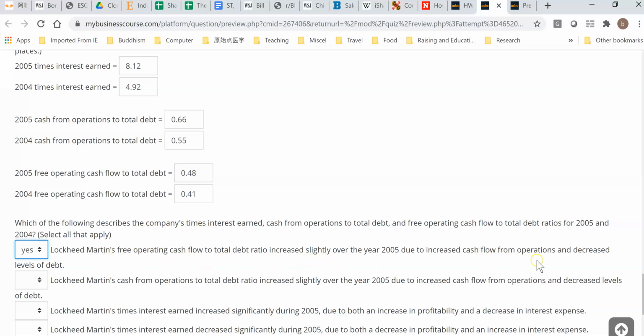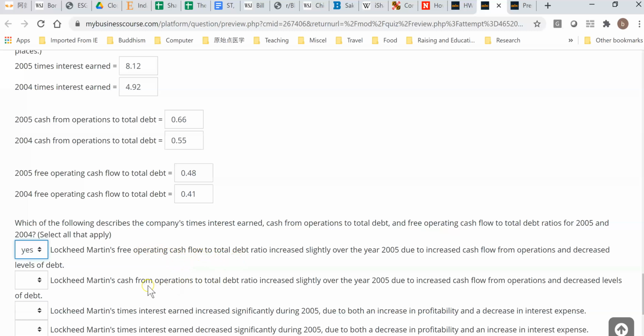So that also means this part is correct, because the capital expenditure cannot explain the increase in this ratio. And it's the increase in the cash flow from operations and decrease levels of debt that can explain the increase in the free operating cash flow to total debt ratio.